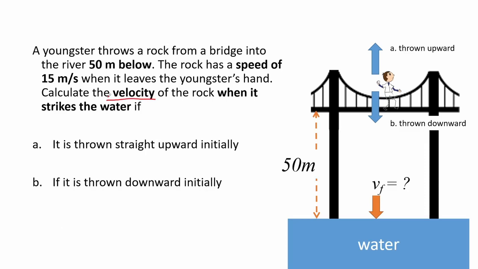Letter A, it is thrown straight upward initially. Letter B, it is thrown downward initially.